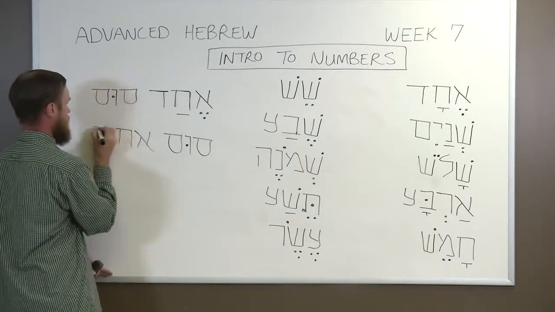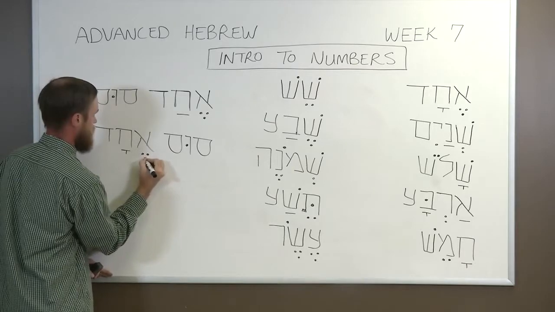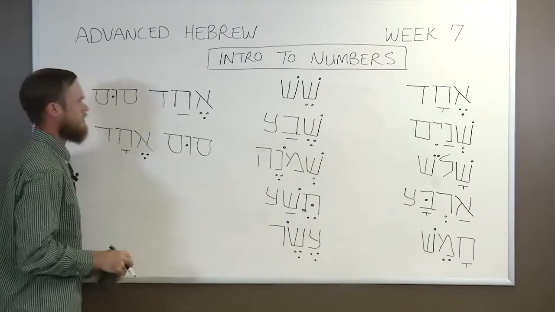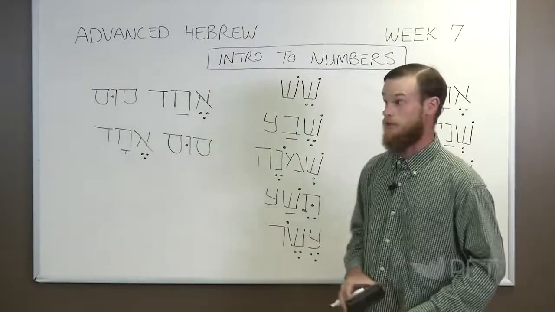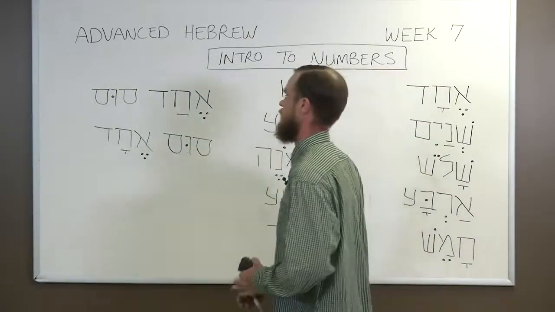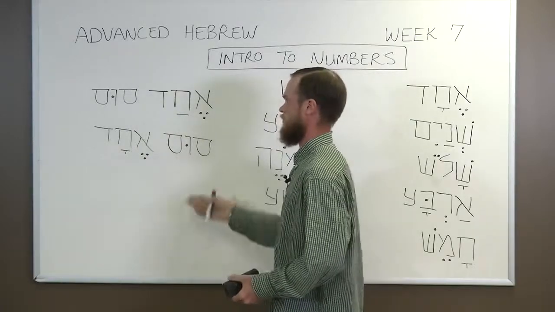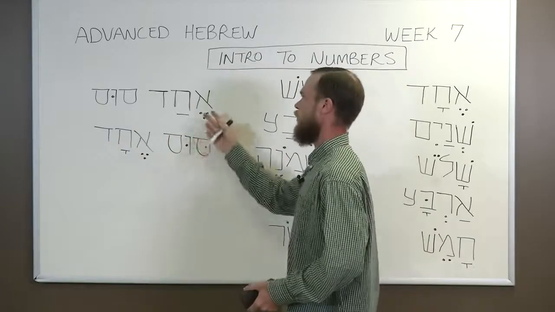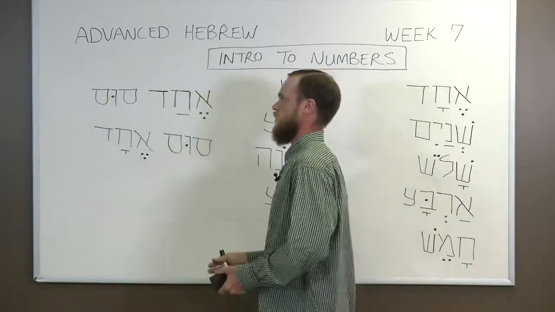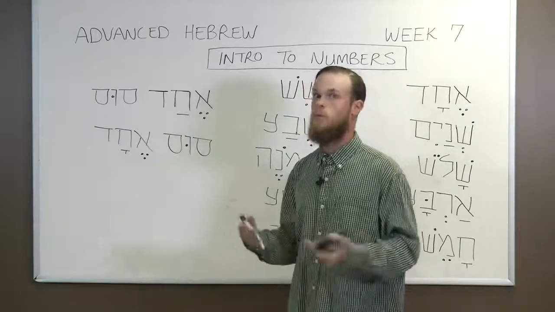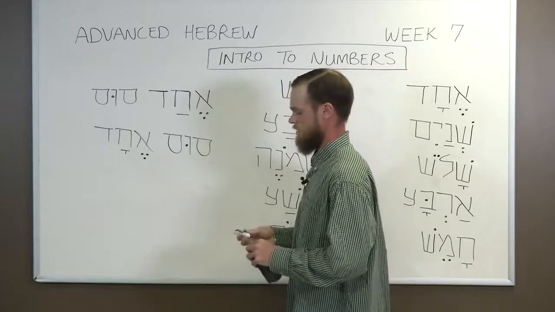Echad sus, it's still essentially functioning as an adjective, but it's put in the construct state. It's more of an abstract noun rather than a descriptive adjective, but this means exactly the same thing. And either one of these forms is equally legitimate. Sus echad means one horse. Echad sus, literally one of horse, one of a horse, but we would still translate this one horse, and the idea is still one horse. But anyway, either one of these forms is legitimate.